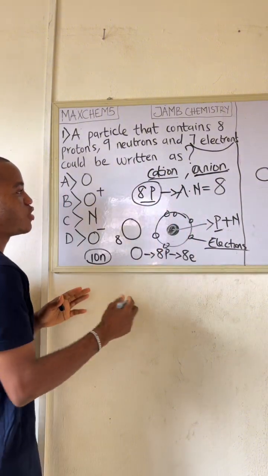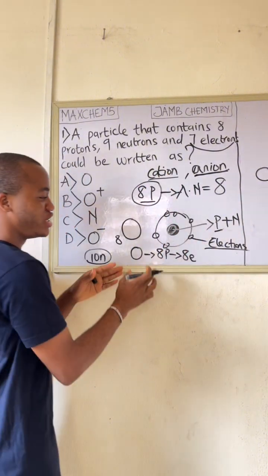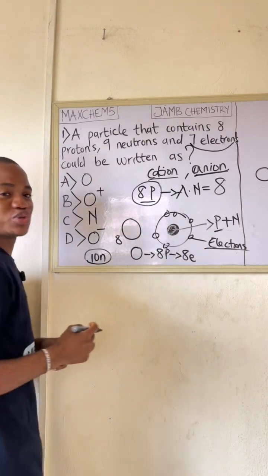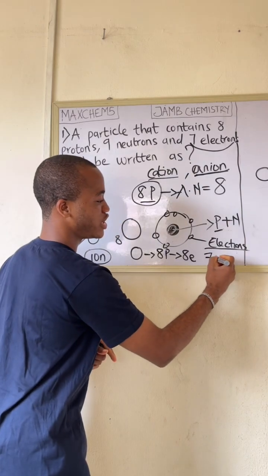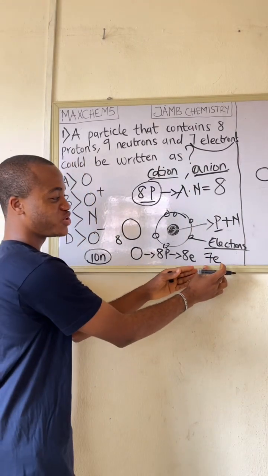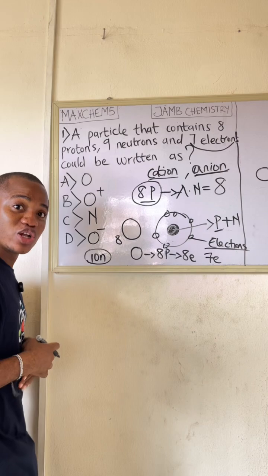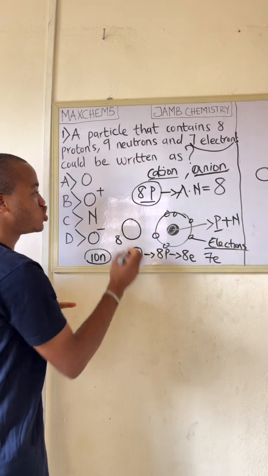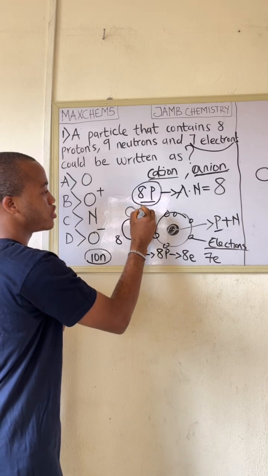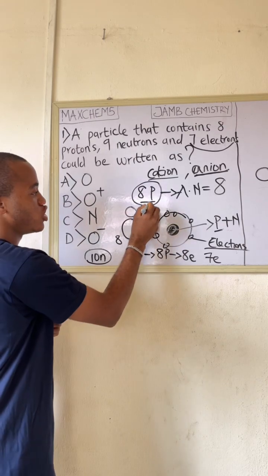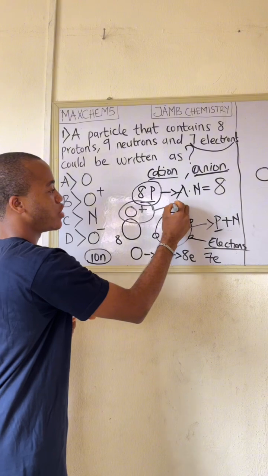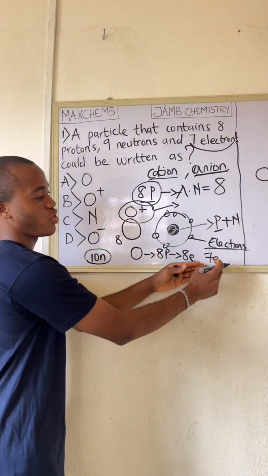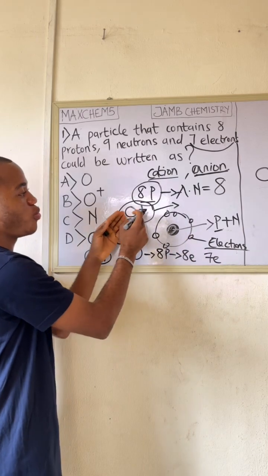Let me give you an example. Oxygen, normally in its neutral state, is supposed to have 8 electrons. So if it loses 1 electron and becomes 7 electrons, it has lost 1. That means it will become a cation, a positive ion. So it will become O plus. This is the oxygen cation. It has 8 protons, but it has lost 1 electron. It has become O positive.